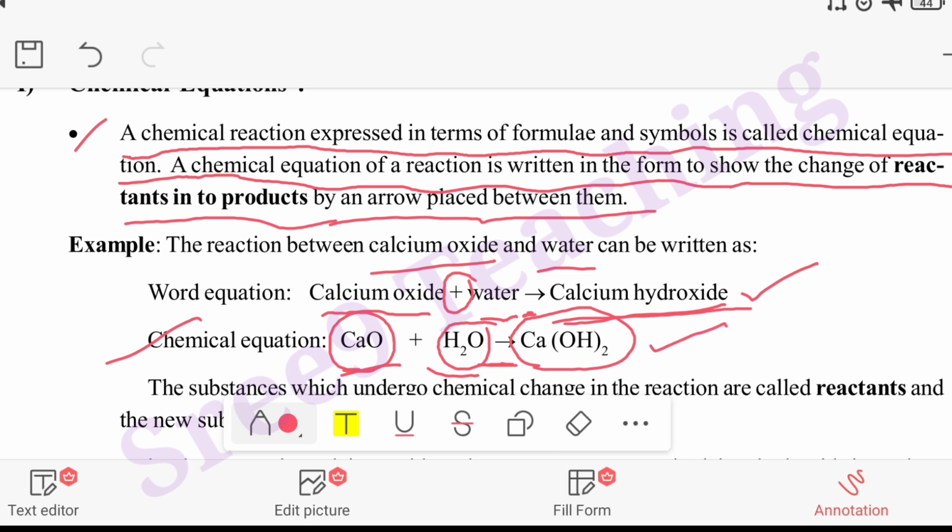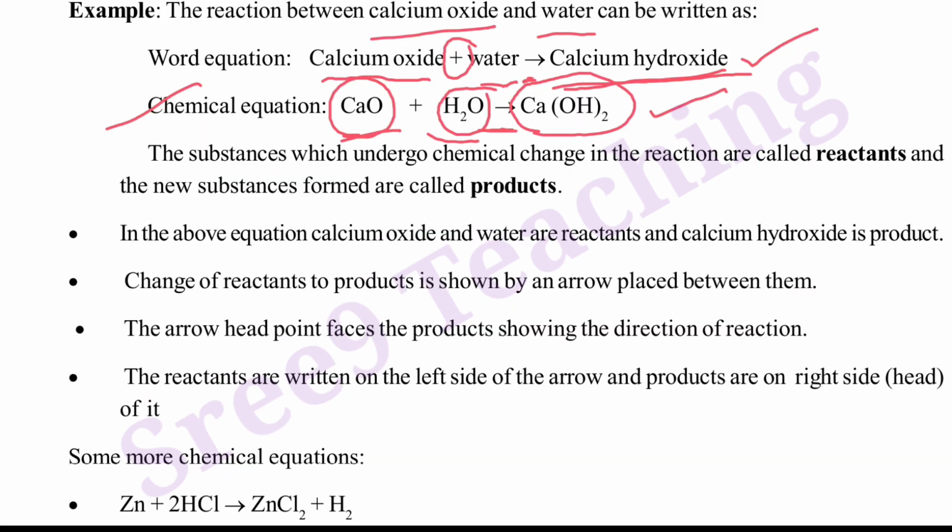So CaO is calcium oxide, H2O is water. The arrow shows we read as gives rise to Ca(OH)2, which is called calcium hydroxide. So this is an example of a chemical equation. Okay, right. Now let us see the equation and interpret, or explain, the chemical equation.